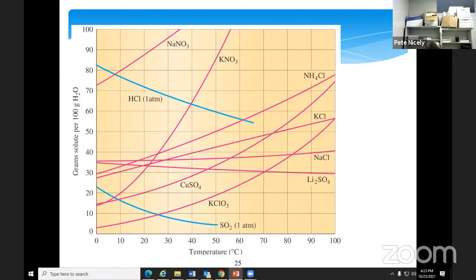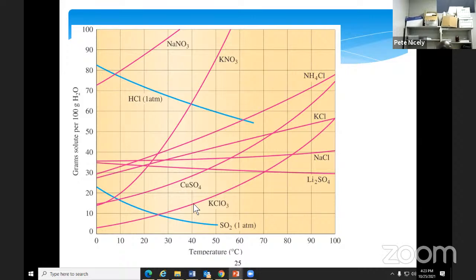Now, there are a few solid substances whose solubility decreases with increasing temperature. One of them is demonstrated by this line right here, lithium sulfate, right? So lithium sulfate is one of the few ionic compounds whose solubility decreases with temperature. And there's a reason for that, which I won't get into at this level. It has to do with some thermodynamic factors, which is above our level of discussion here.